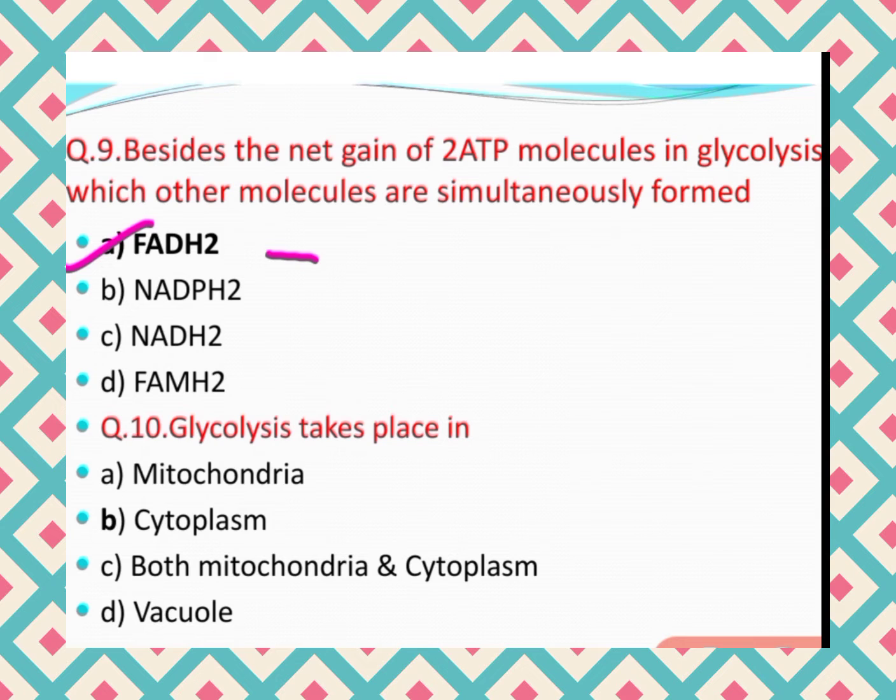Question number 10, glycolysis takes place in, this is a very easy question, option A mitochondria, option B cytoplasm, option C both mitochondria and cytoplasm, and option D vacuole. Which will be the correct answer? The correct answer will be option B, that is cytoplasm.